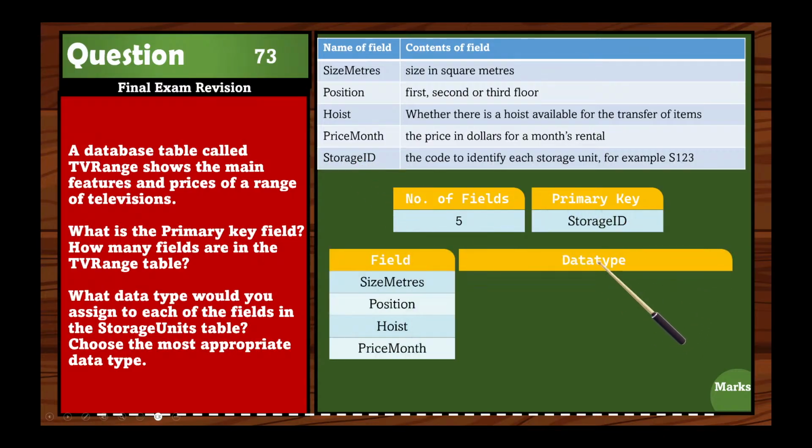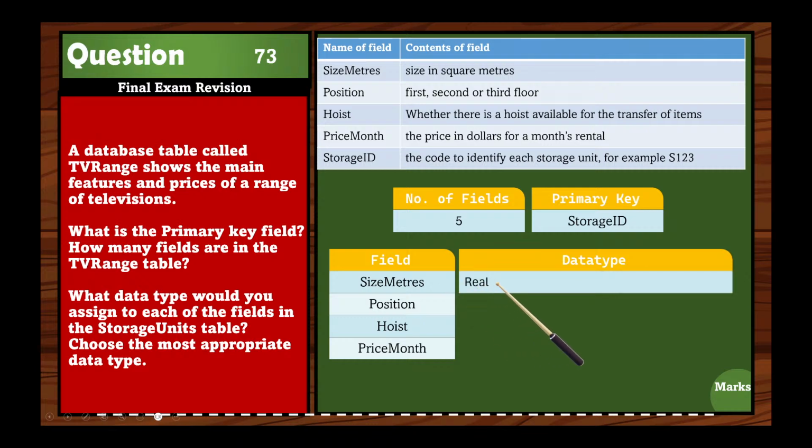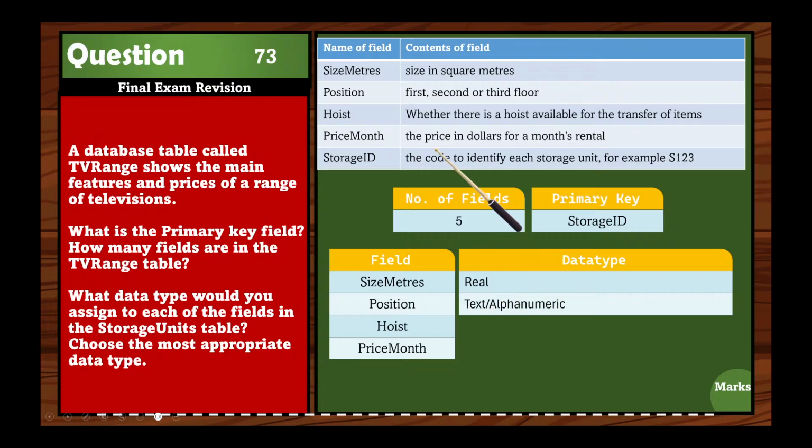Okay. Next one, you need to find what is the data type for each field. So let's read the information. So size meters will store the size in meters. Okay, so what should be the size in meters? The most suitable is real because the size is maybe 1.75 or something. So it's the real value. Position, first, second, or third. So it could be text, alphanumeric, because we're storing the word first, word second, and third.